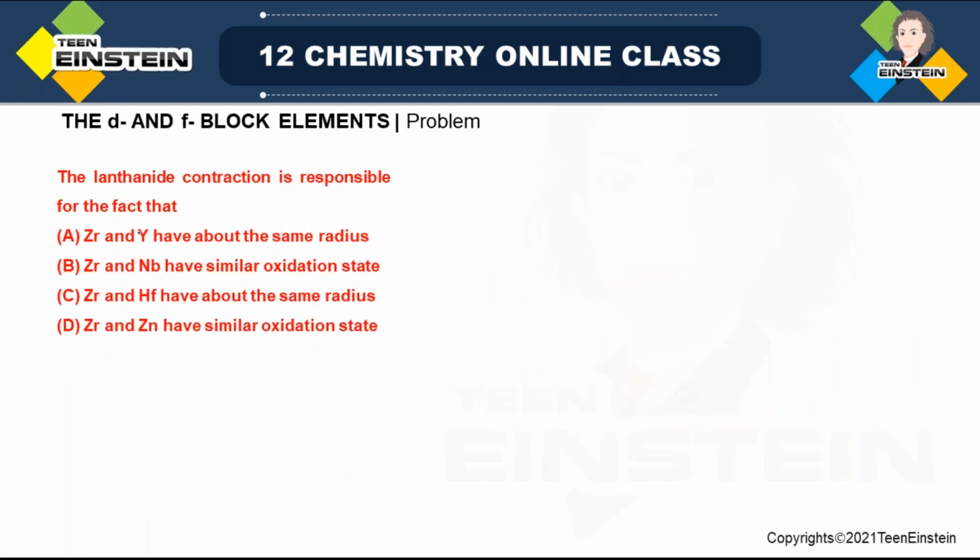The lanthanoid contraction is responsible for the fact that: Zr-Y, Zr-Nb, Zr-Hf, Zr-Zn. Zr, zirconium, is common, and another element is changing. The first statement has the same radius, similar oxidation state, same radius again, similar oxidation state. Remember, when we discussed consequences of lanthanide contraction, 4 to 5 points, you will find the answer of this question in that part.